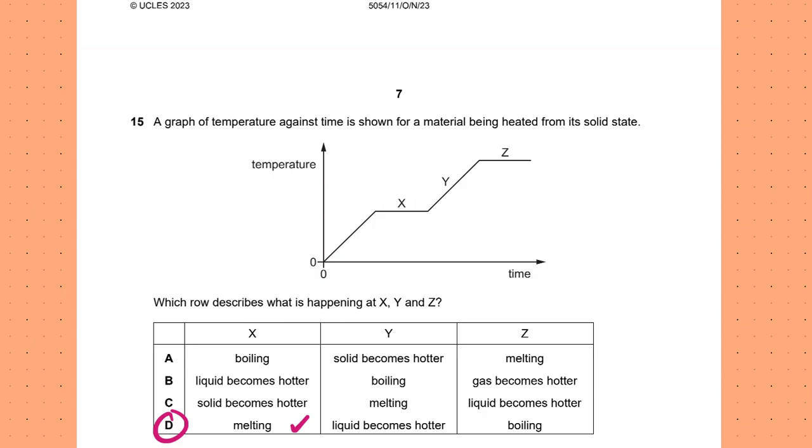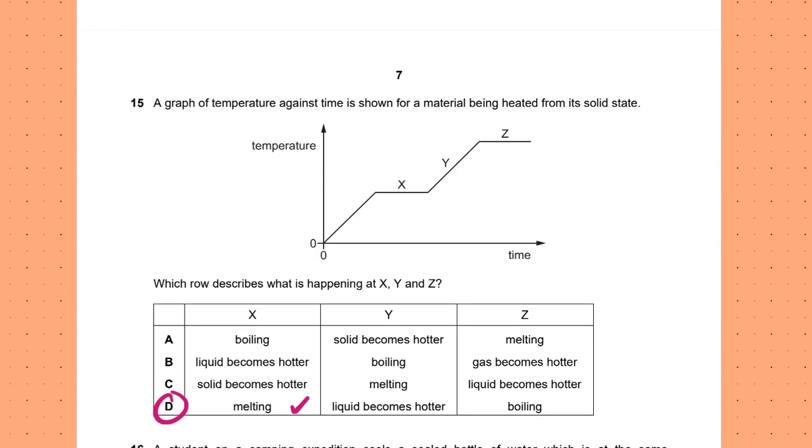Right? Y is where the liquid is heating up. So here the solid is heating up, then it melts, then it becomes all liquid, then the liquid heats up, then this boils and becomes all gas.